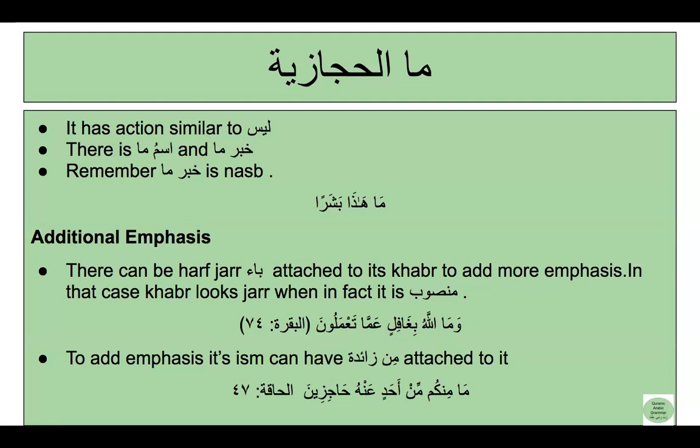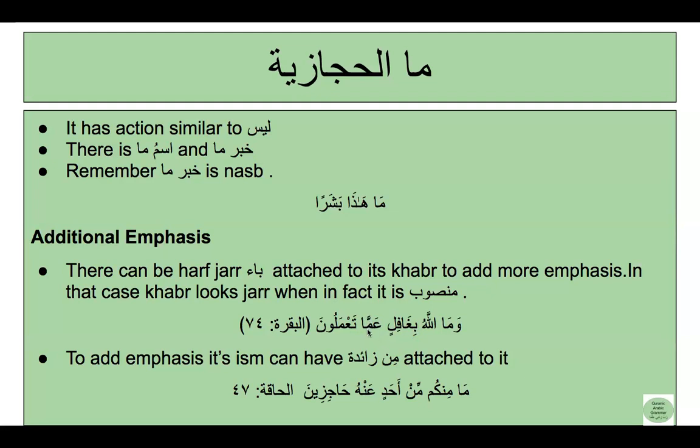بِغَافِلٍ. Once I identified my ismu ma, I have to look for khabru ma, which is بغافل. Ba is ba zaida. You are not going to label it as mutalik bil khabar, because it is not mutalik bil khabar. Mutalik bil khabar is coming after. Amma. What is this amma? Yes, it is for emphasis. Amma. Jar wal majroor mutalik bil khabar.